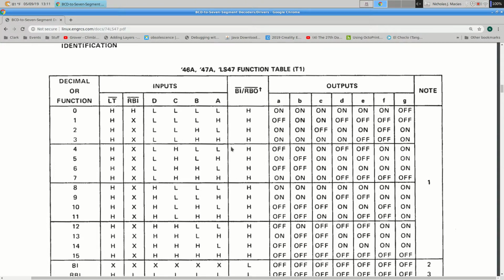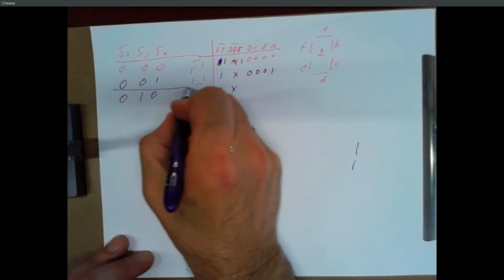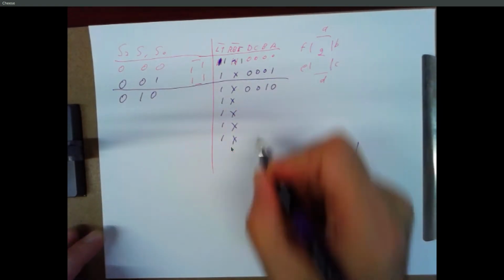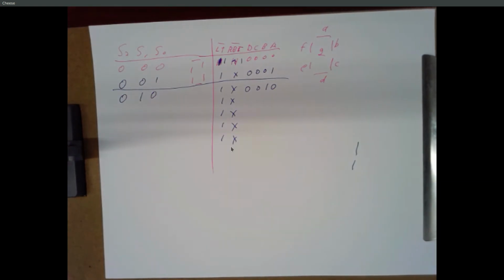And D for these first few rows always looks low, and CBA looks like they just count in binary, right? 0, 0, 0, 0, 0, 1, 0, 1, 0, and so on. In fact, let's just go ahead and do one more row here. For 0, 1, 0, this is what DCBA look like. Okay, so basically D should always be hooked to ground. D should always be hooked to ground, okay?